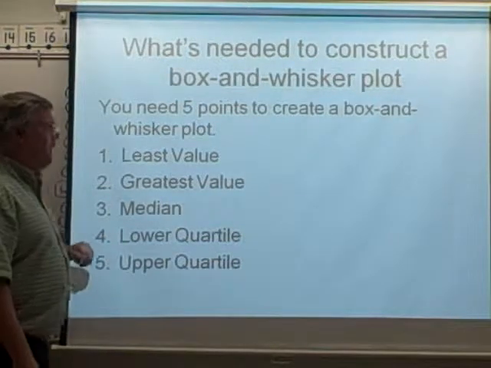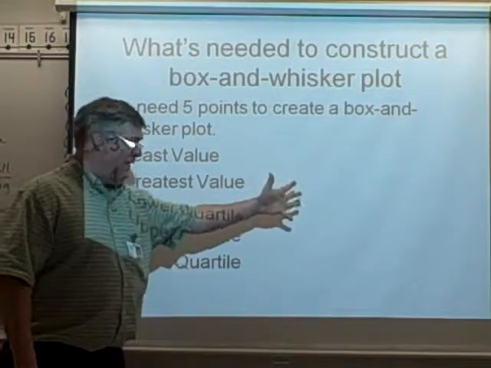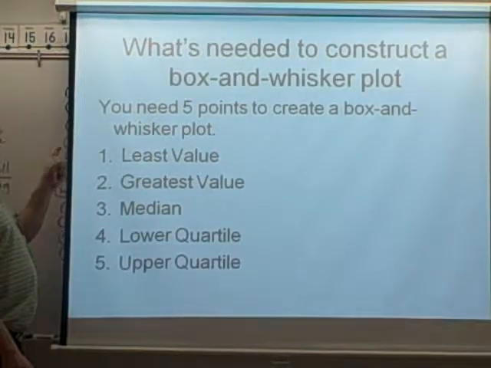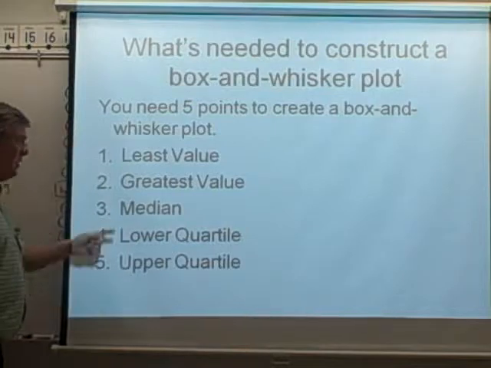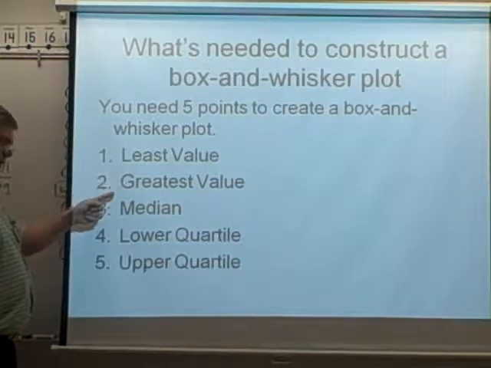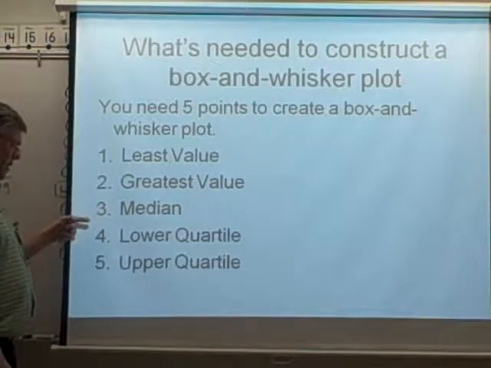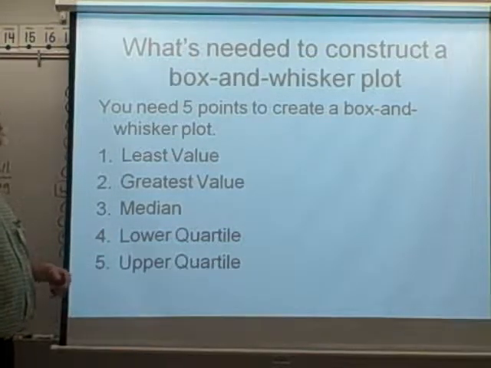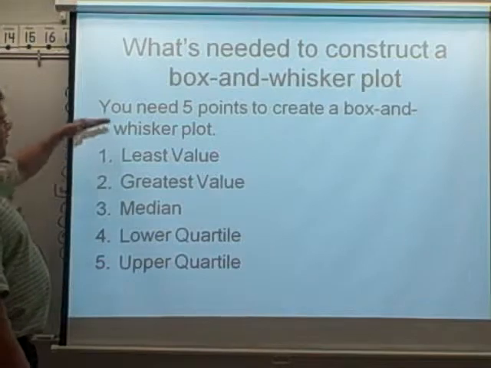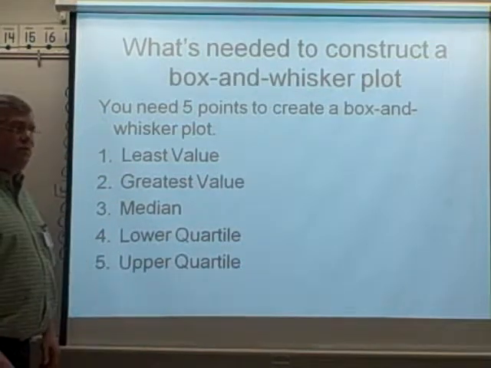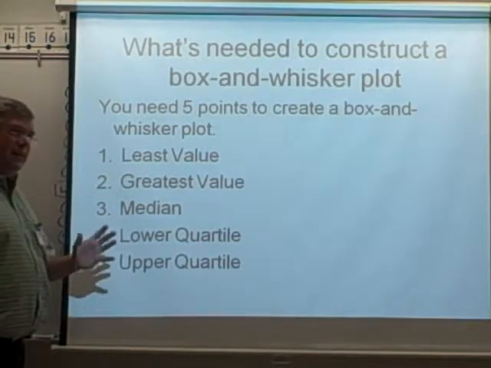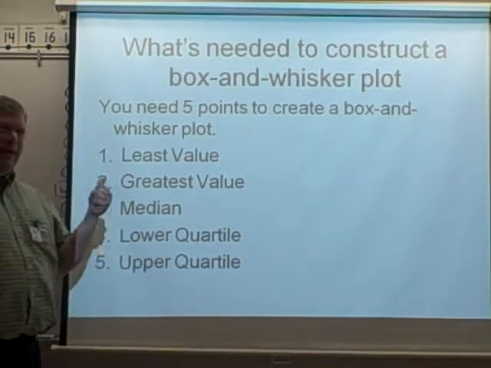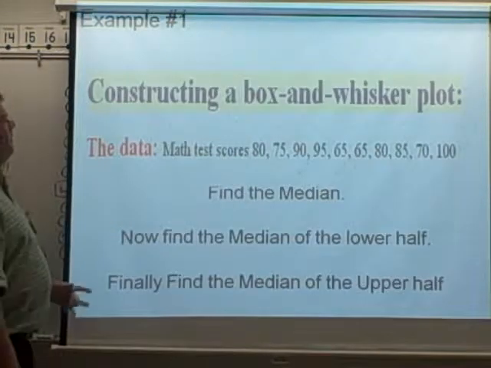What's needed to construct a box and whisker plot? You need to have 5, that's right, 5 points to construct a box and whisker plot. The values you need are the least value, the greatest value, the median or middle number, the lower quartile, median of the lower values, and the upper quartile, median of the upper values. These are the only 5 points you need to create a box and whisker plot. Yes, other points may be needed for certain parts of data, but we're not going to go into that in part 1.